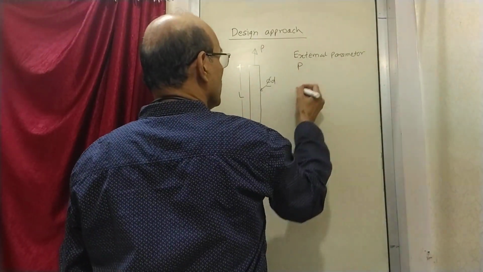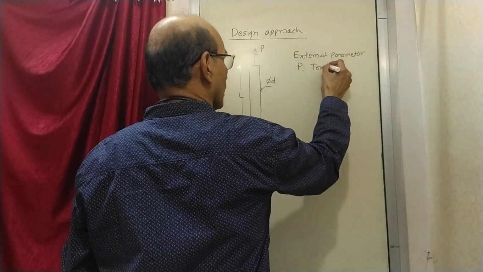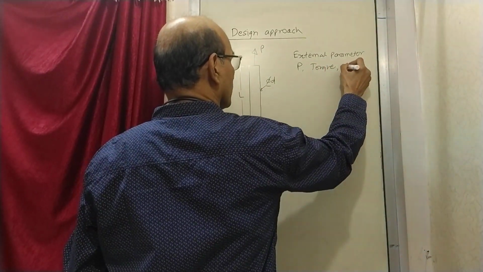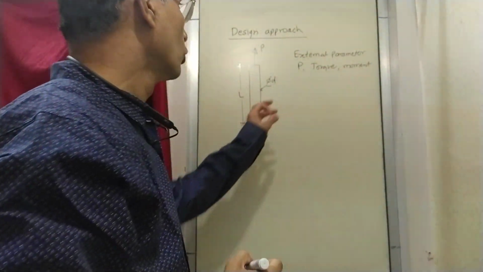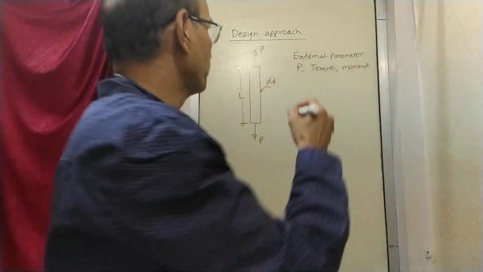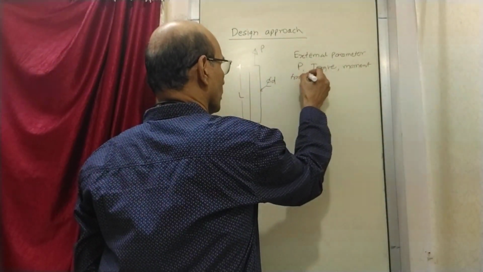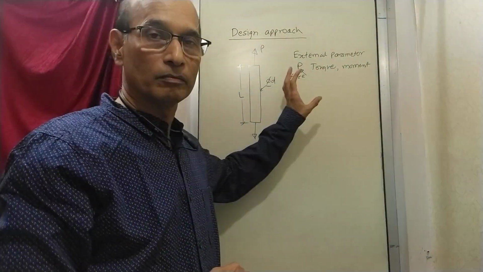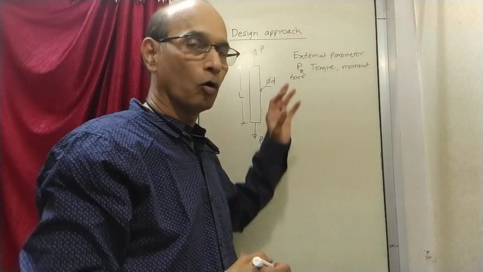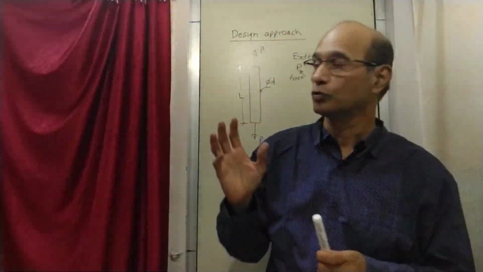So here it is P, it can be torque, it can be moment, etc. So in this case there is a force P, P is a force basically. So a force is applied as an external parameter on a part, and now you are supposed to design this part.